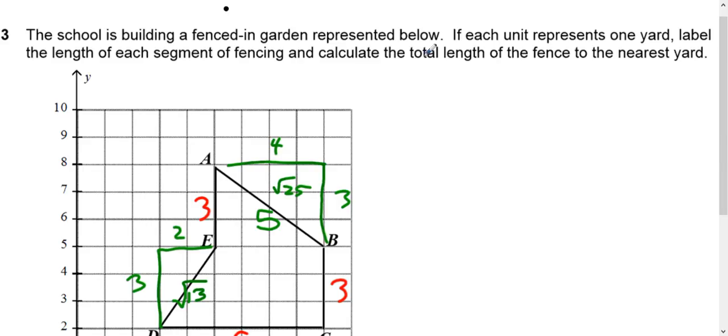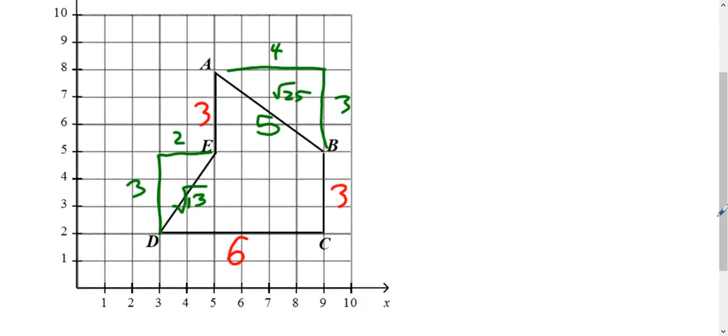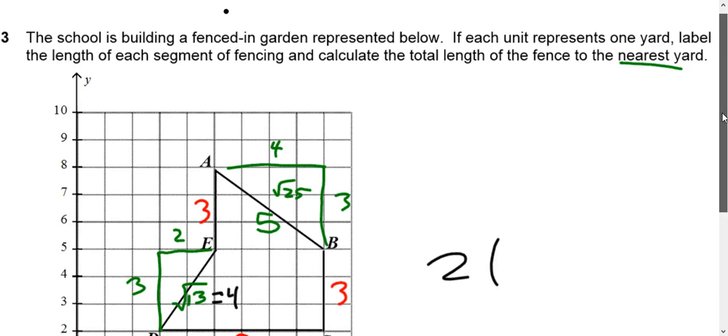Calculate the total length of the fence to the nearest yard. So we will round it to the nearest whole yard. If we do that, then we're adding 3 plus 5 is 8, plus 3 more, 11, plus 6, 17, and then 13, that'll round up to about 4. So 17 plus 4 is 21, and those are yards.